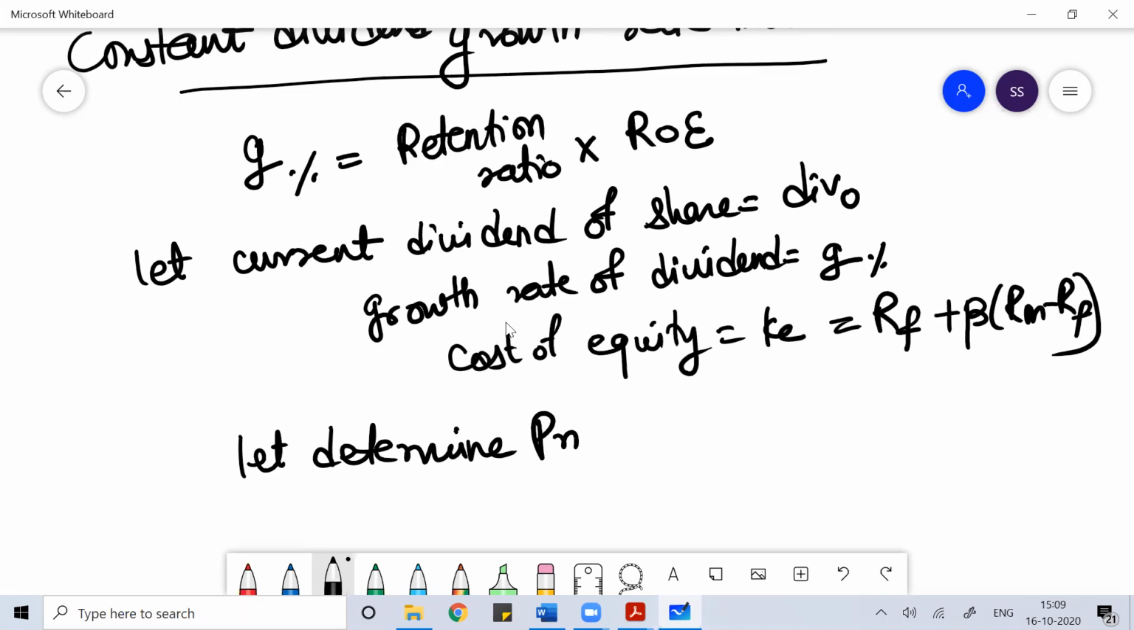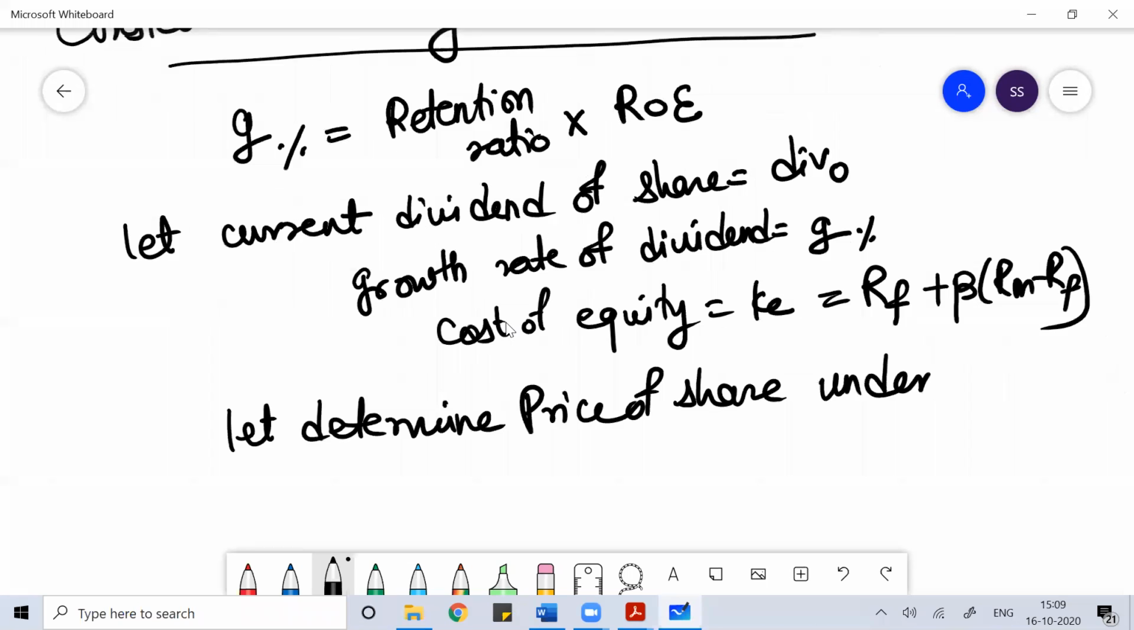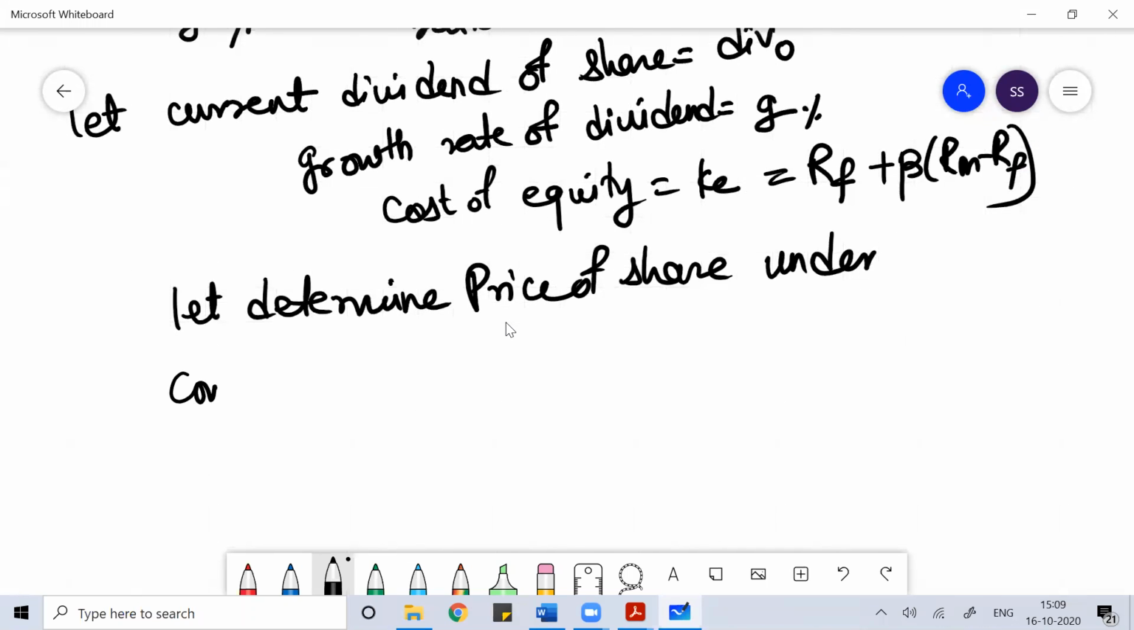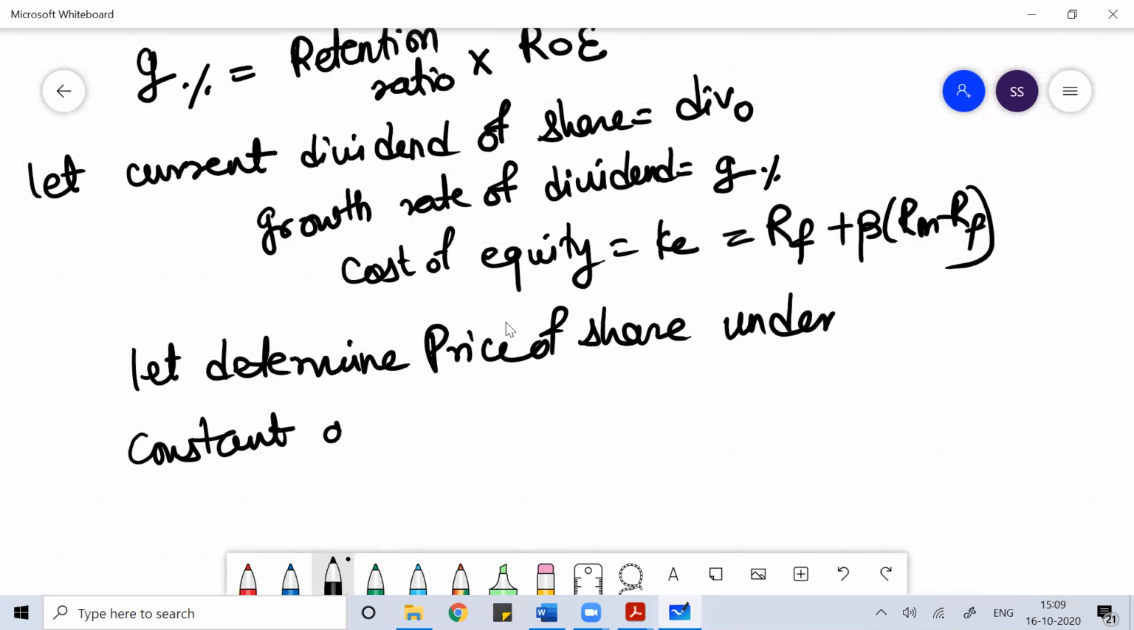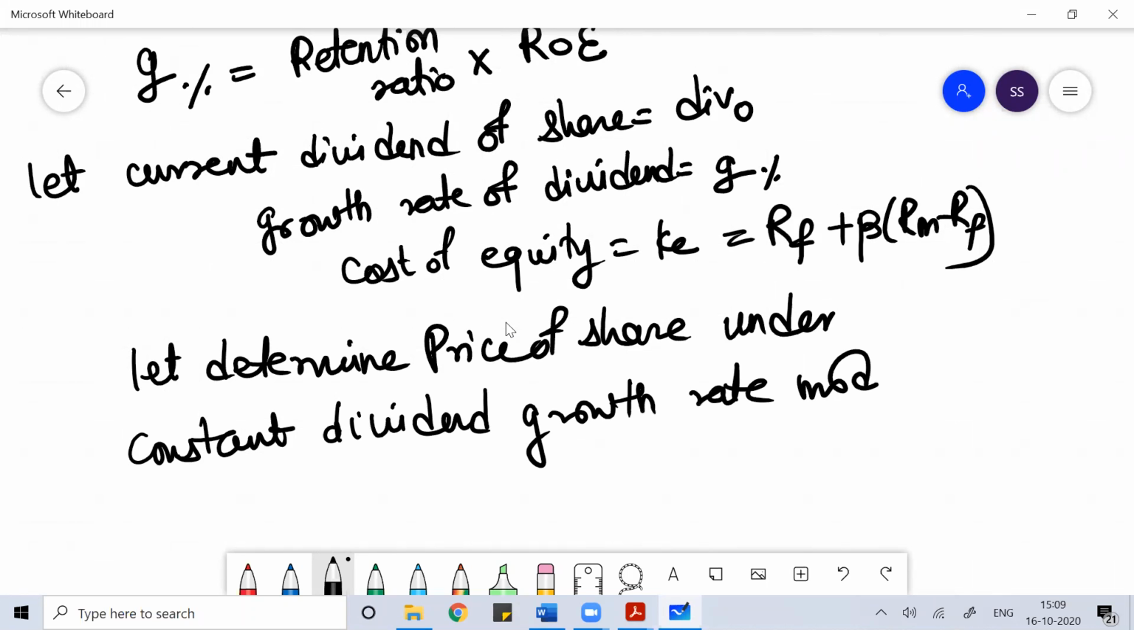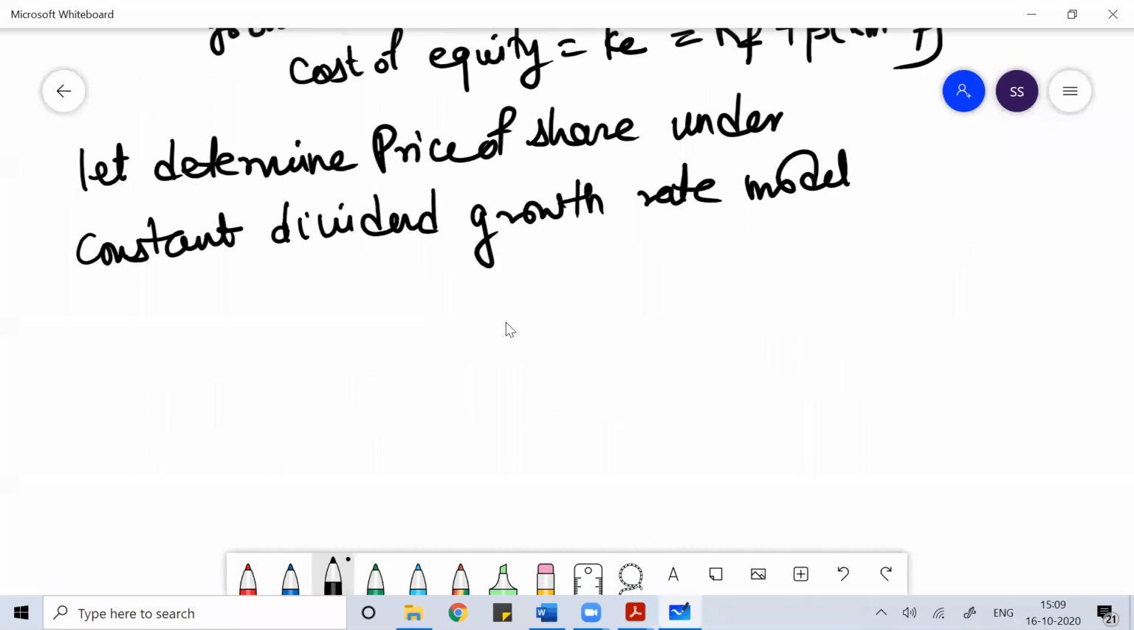Let's determine the price of share under the constant dividend growth rate model. Okay, so how to do this?